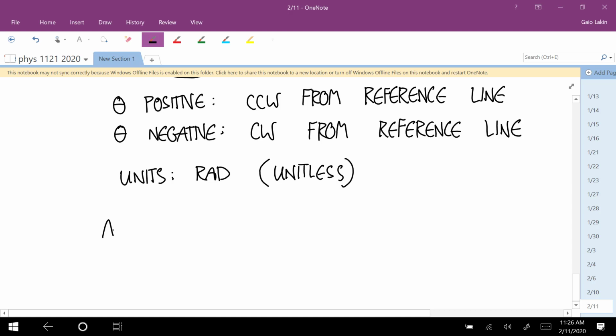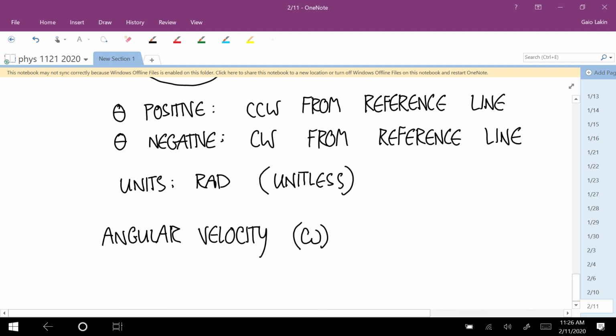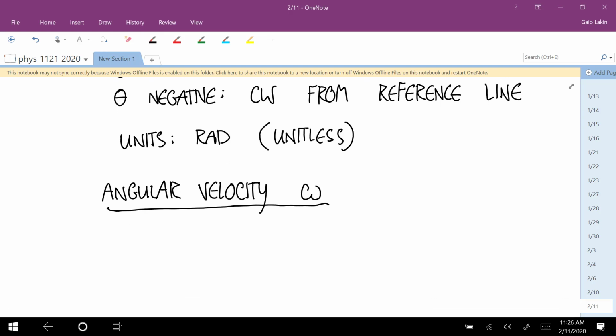And now angular velocity. We're going to represent it with this Greek letter omega. And omega as a function of time, you can think of this as the definition. This is always true. It is equal to the time derivative of theta.